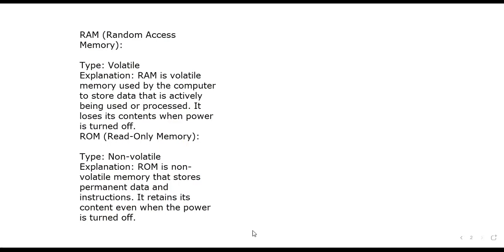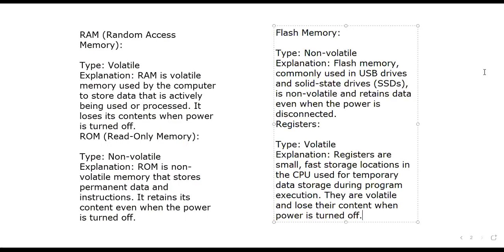Flash memory is non-volatile, because it can keep information, movies, for a long time, whereas registers are volatile. They are fast storing locations in the CPU. What other examples are there? A hard disk and a CD-ROM.